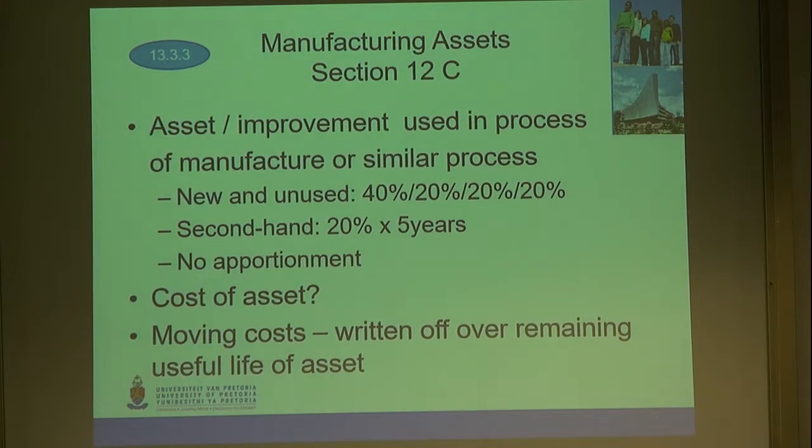Right, so 20%. However, we have what we refer to as accelerated wear and tear on new manufacturing machines. So if I have a new and unused manufacturing machine, the Act says that I can write off 40% of that asset in the first year, and then 20%, 20%, 20%. So I write it off over 4 years, 40% in the first year, and then 20% each of the other 3 years.